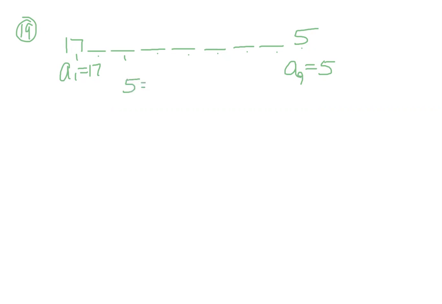We've got between 17 and 5, we're looking for 7 means. 1, 2, 3, 4, 5, 6, 7. And we can say A1 equals 17 and A what equals 5. 1, 2, 3, 4, 5, 6, 7, 8, 9. A9 equals 5. So we're going to put those into our equation and say AN is 5 equals D times n minus 1 plus A1. So we have 5 equals 8D plus 17.